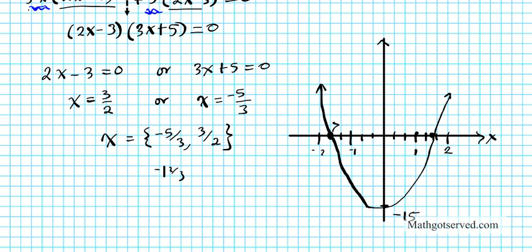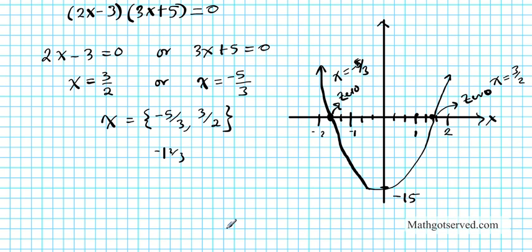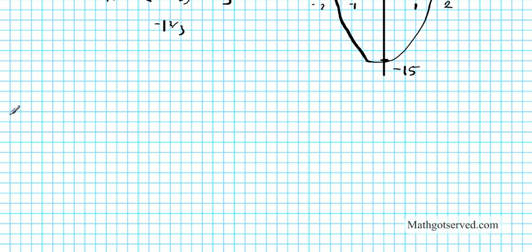Alright, so this is a zero, x equals negative 5 over 3. And then this is the other zero right here, x equals 3 over 2. Okay? So there you have it. Alright, let's move along to the second question, number 2.